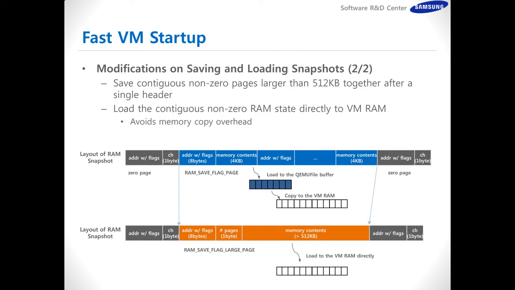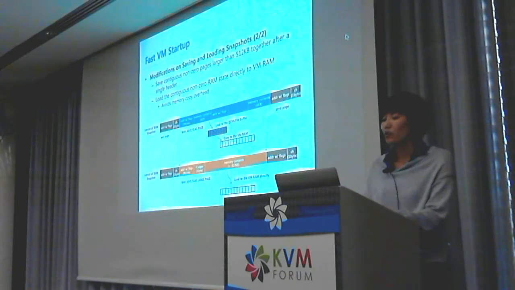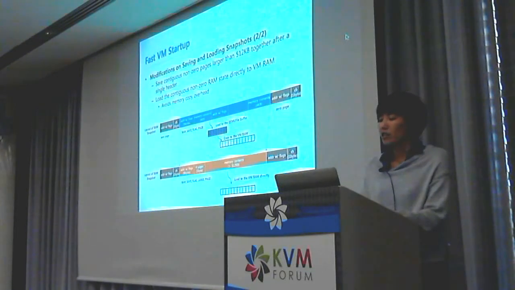There were also changes in the layout of stored RAM state. In the upper diagram, it is from existing QEMU. Except zero pages, each 4 gigabytes of memories are saved with 8 bytes of header together, and sequentially stored. Later on, it is loaded into QEMU buffer first and then copied to VM RAM area.